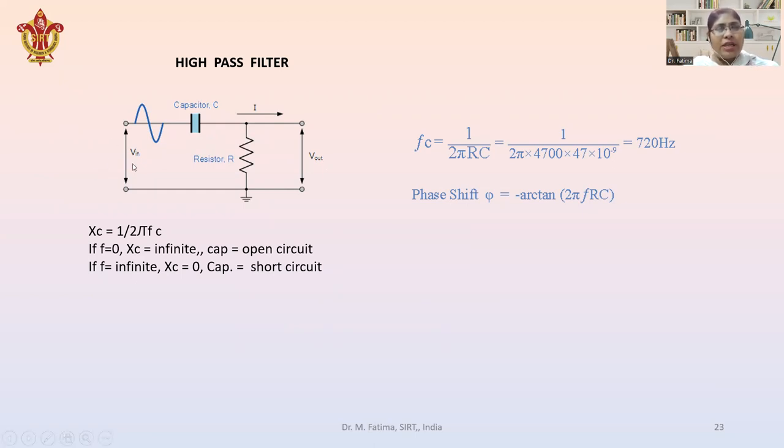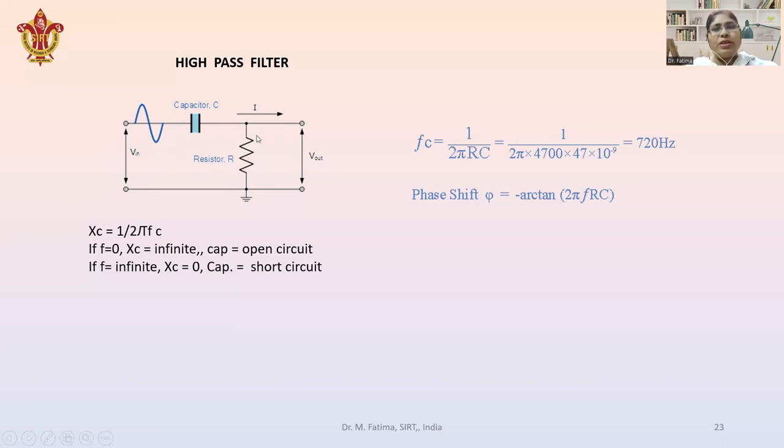If a very high frequency signal is given to the CR network, let it be f equal to infinity, then in the denominator of Xc, Xc will be equal to zero. So the capacitor will start behaving like a short circuit. So whatever the input is given here will be available across the resistor R. So for the very high frequencies, the output voltage is available, and for the low frequencies, output voltage will not be available. In this manner, the CR network is passing the higher frequencies and attenuating the lower frequencies.